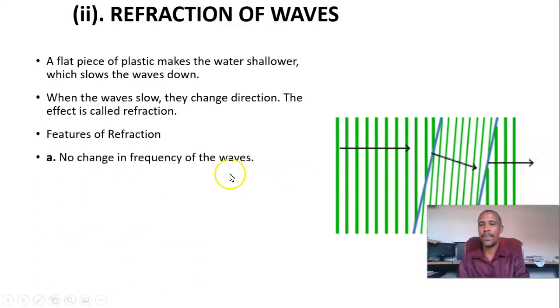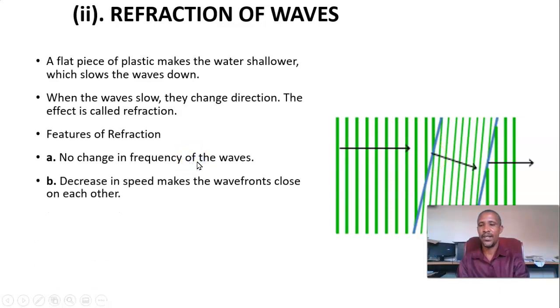A, no change in frequency of the wave. So as the wave is bent around different boundaries, the frequency remains the same. B, decrease in speed makes the wavefronts close on each other. That means if this moves at a particular speed, when it reaches here the speed reduces, and as the speed reduces, it causes the wavefront spacing to reduce.